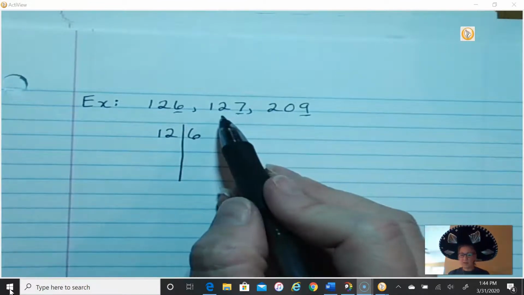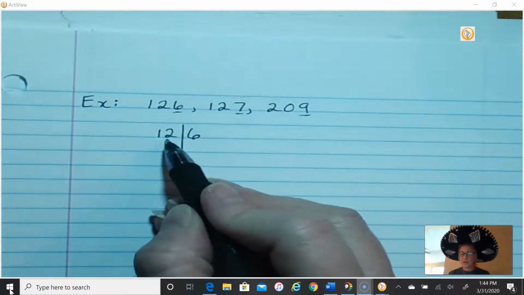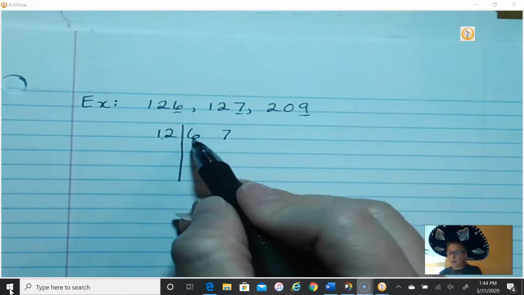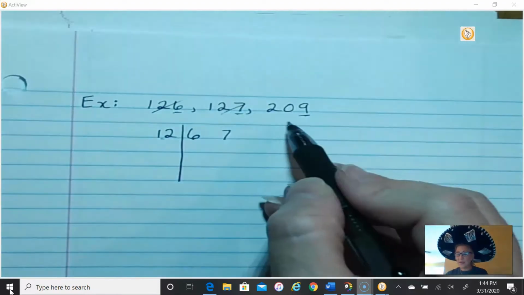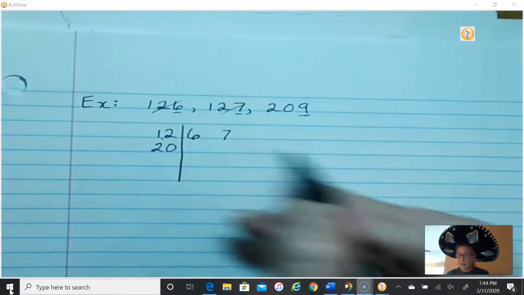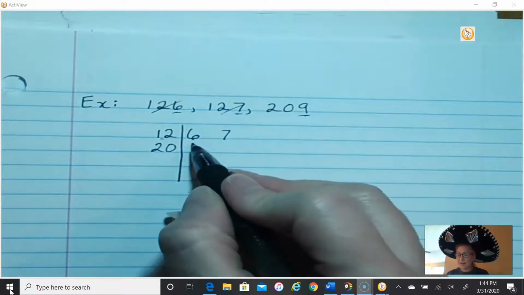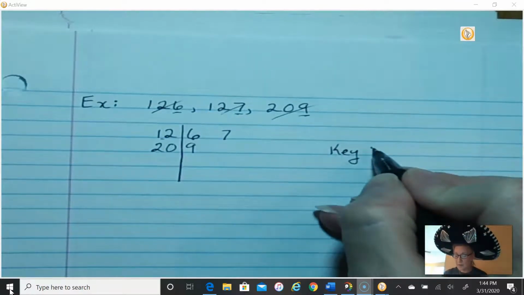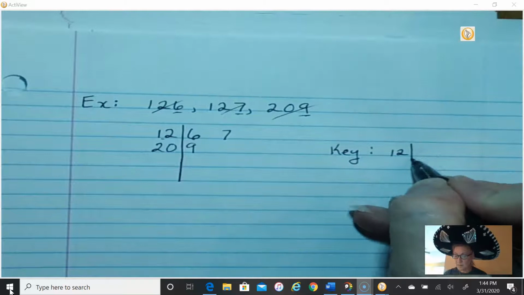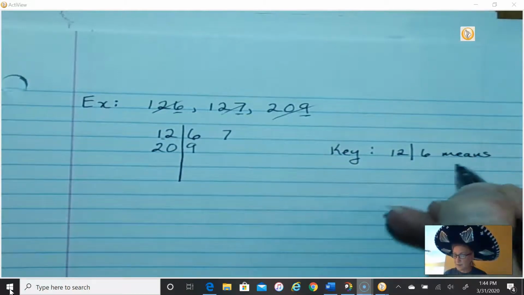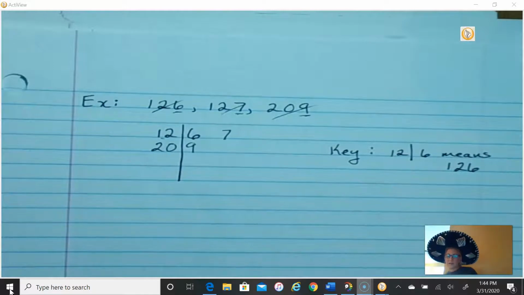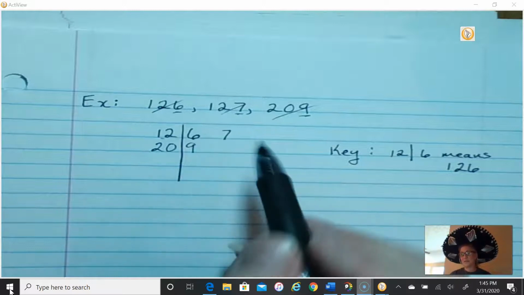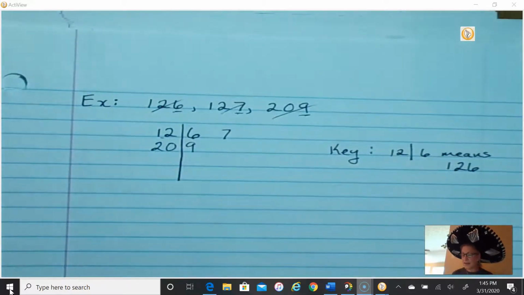The next one's 127. Here you have 120, the 12 basically, you're going to put 7 over here. 126, 127. Next one's 209. Put the 20 there, and the last digit's what goes over here. So the key, I don't know why they have this, means 126. Okay, so the last digit of each number is what goes on this side.